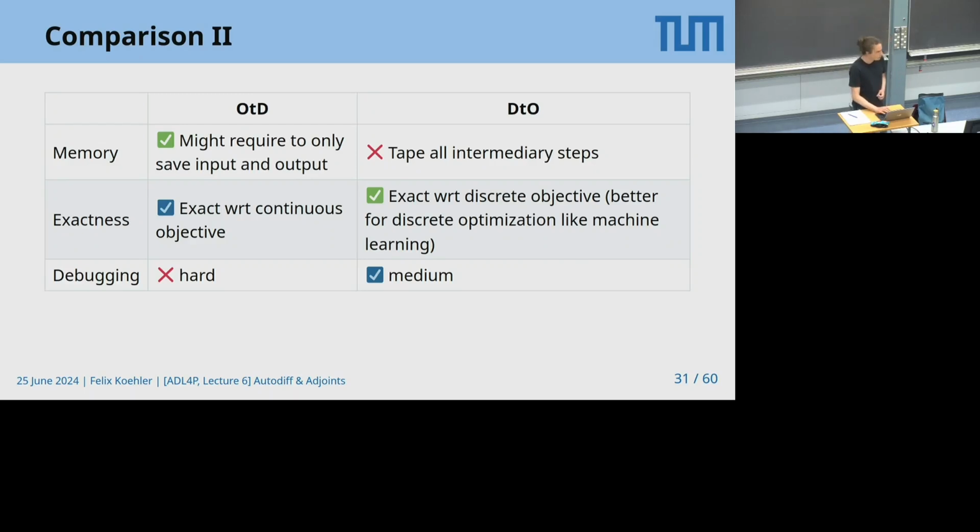And then I have the point of exactness. Autodiff has the advantage that it usually produces exact derivative information because it exactly derives what is going on. It does not do any finite differences, which have truncation errors. It does not do symbolic differentiation, which has blowing up compute graphs. So it usually is quite exact, but still there's a difference between OTD and DTO.